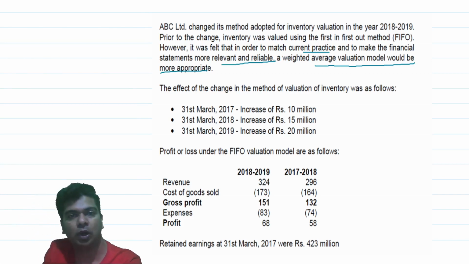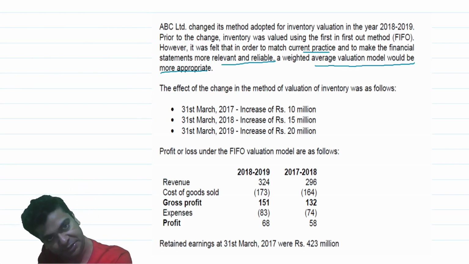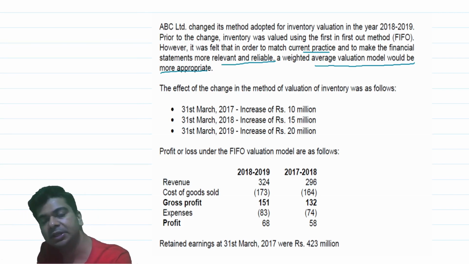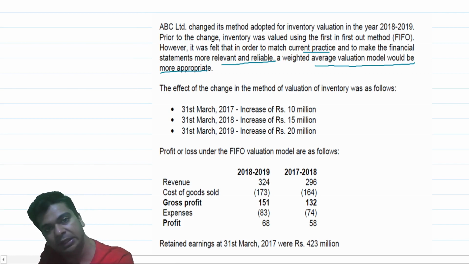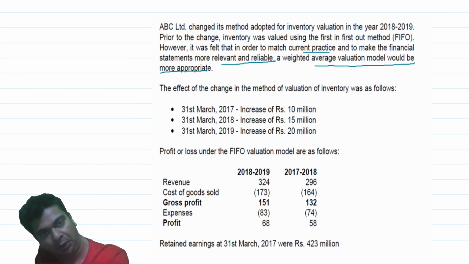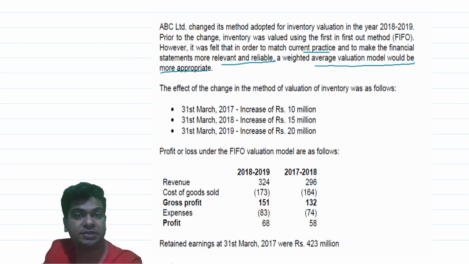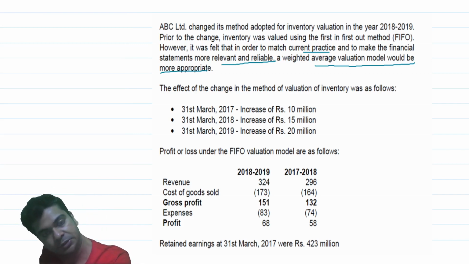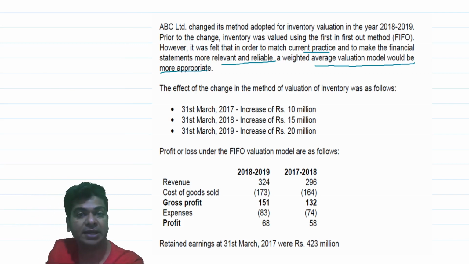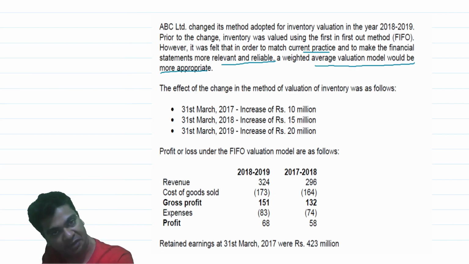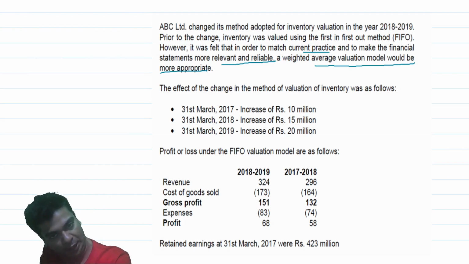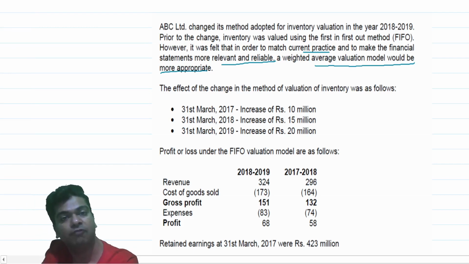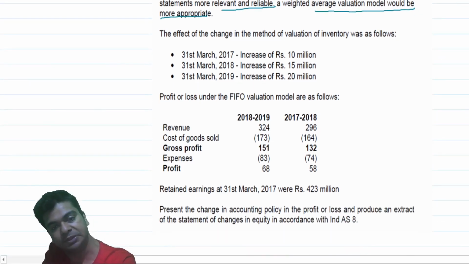All these years you have been following FIFO, but it seems that your competitors, peers in the industry are following the weighted average. And hence I want to voluntarily change my accounting policy. We know that if the change in the accounting policy shall provide better information to the users, and hence the users can analyze the financial statements, the financial performance, the financial position, cash flows better, you are allowed to voluntarily change the accounting policy. That's what the entity is doing. The entity is going for a voluntary change in the accounting policy.